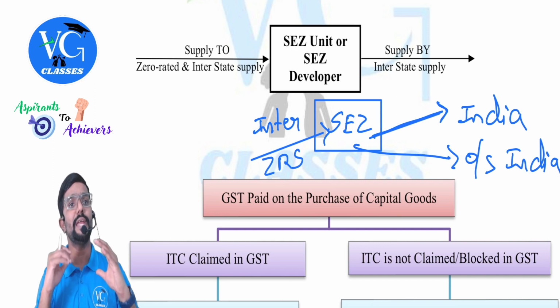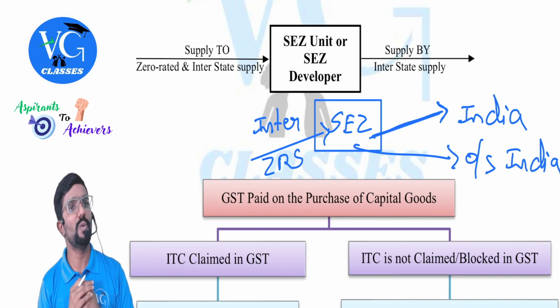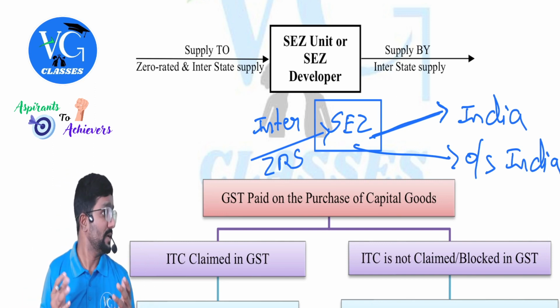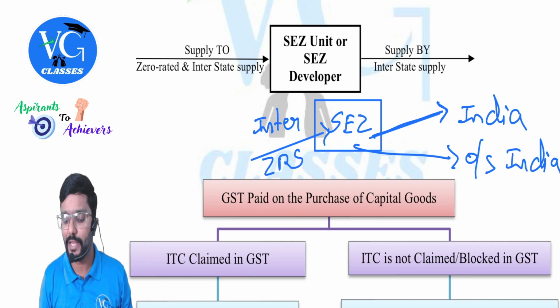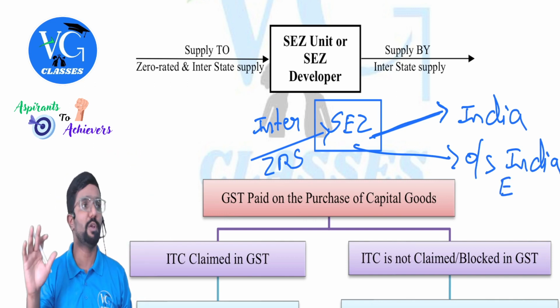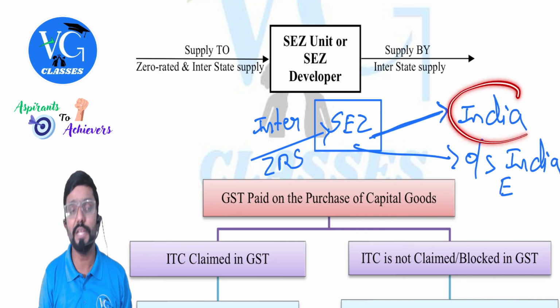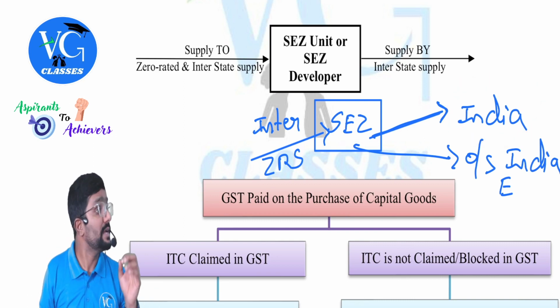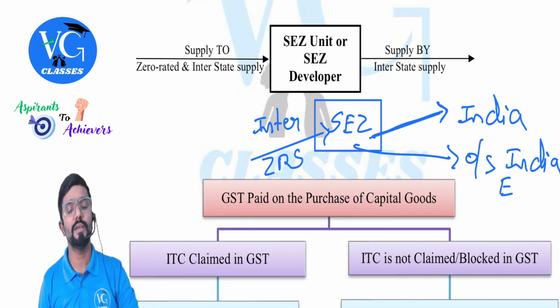Sir, anything which is going outside, will it be zero rated? May not be. If it is going outside India, then I can call it an export and it would be zero rated. Sir, what if it is coming within India? Then it will be at par with import. At par with import. Yes, just make a note of it.